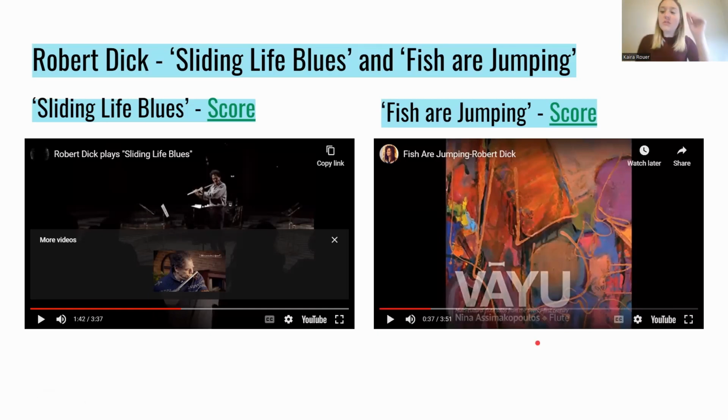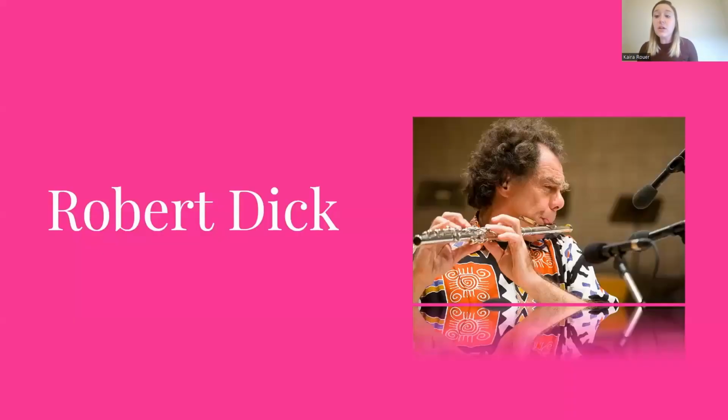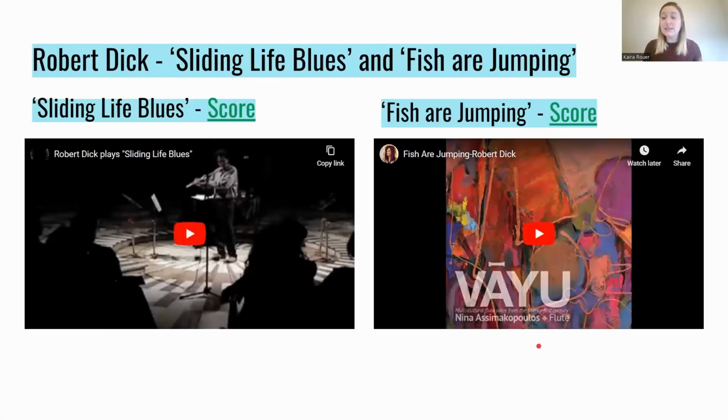Yeah, we have a lot more development from there, but already it's got a more consistent rhythmic flow. Still a lot of bends, but they're much smaller bends. They're all within a semitone, whereas in the Sliding Life Blues they are much wider, and more rapid and smoother.